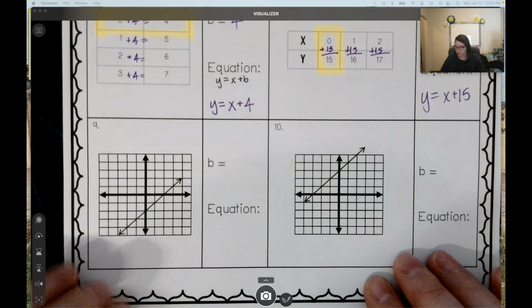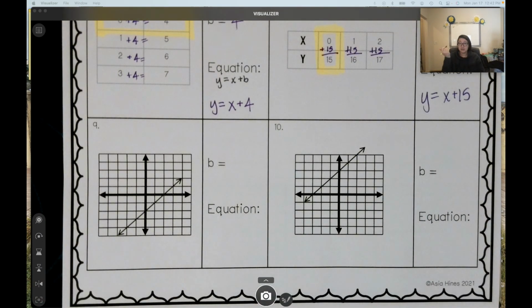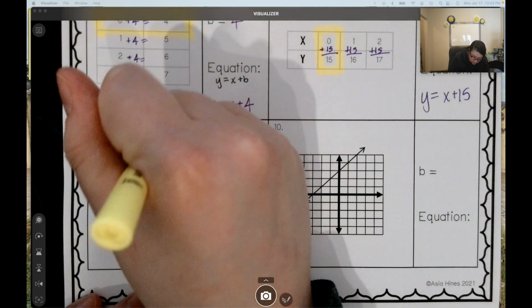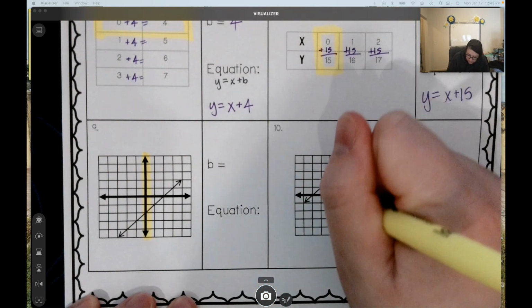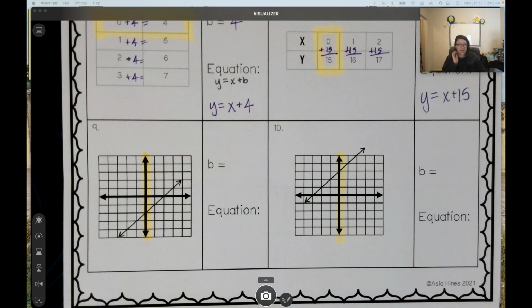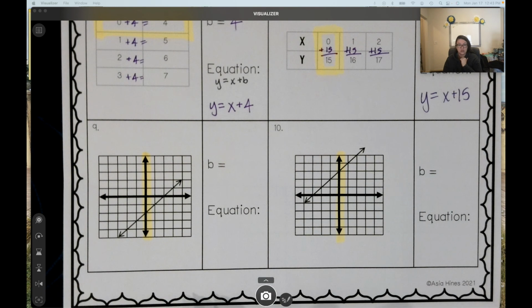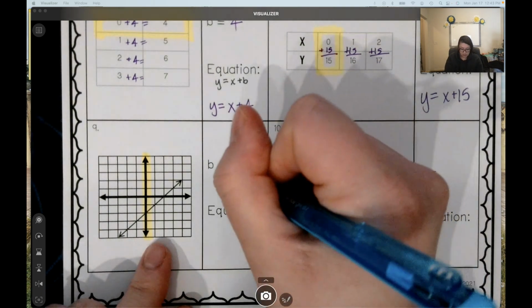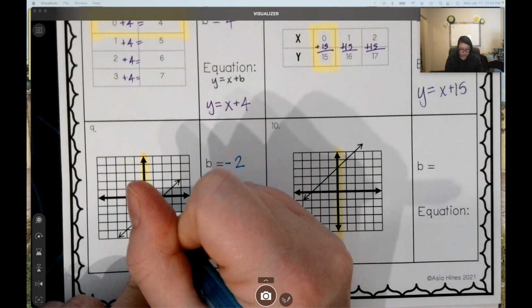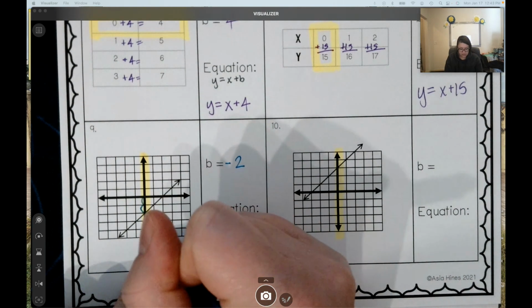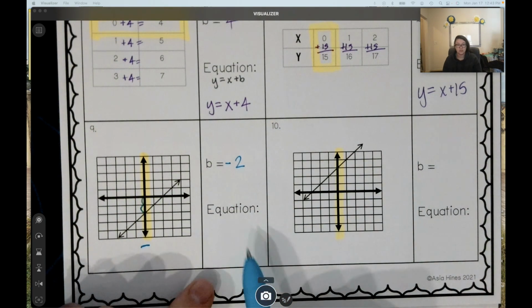Now let's take a look at the very bottom for some example problems. If it helps you to use a highlighter for your y-axis to help you remember where to look, please use it. Use a Sharpie, use a colored pen, anything that's going to help you remember where to look. So here our b is going to be what number? Negative 2. We went down 2, so it's negative because we went down.